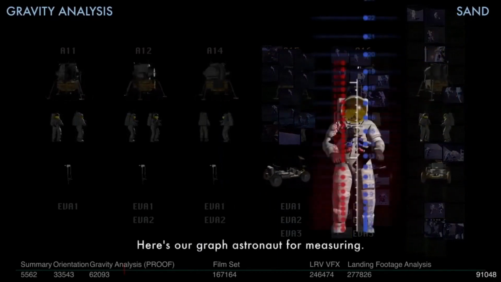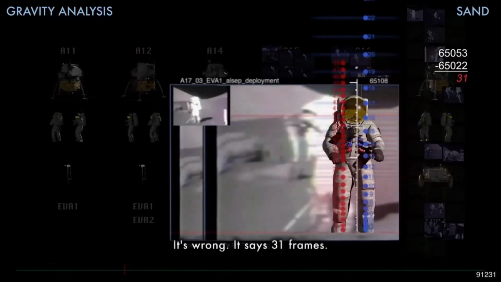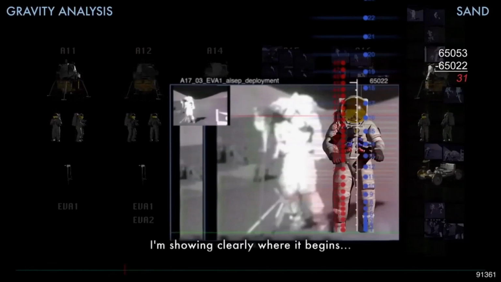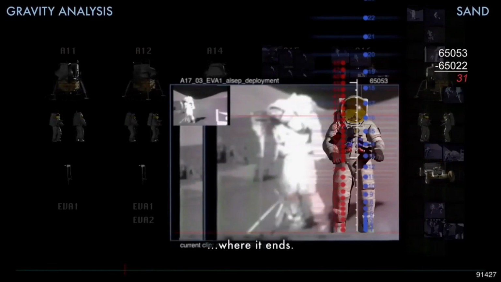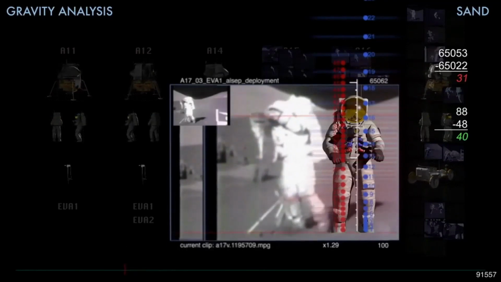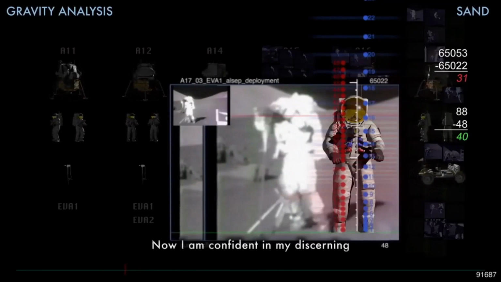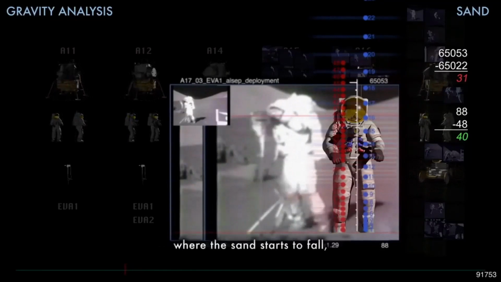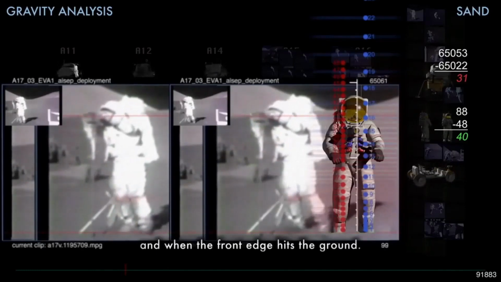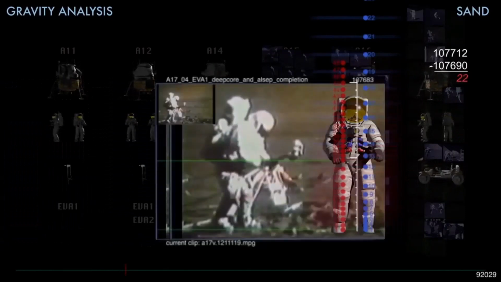Here's our graph astronaut for measuring, and here you saw the sand falling. It's wrong, I say 31 frames. I'm showing you clearly where it begins. Where it ends, it should take 40 frames. Now I am confident in my discerning where the sand starts to fall and when the front edge hits the ground. And it is correct in my footage.